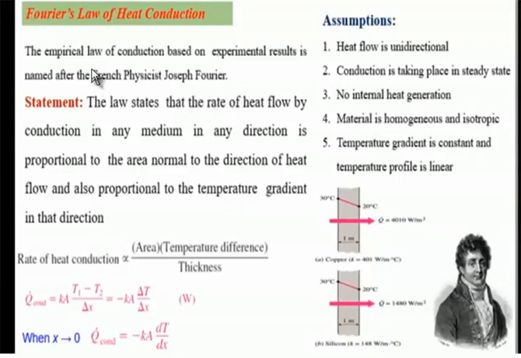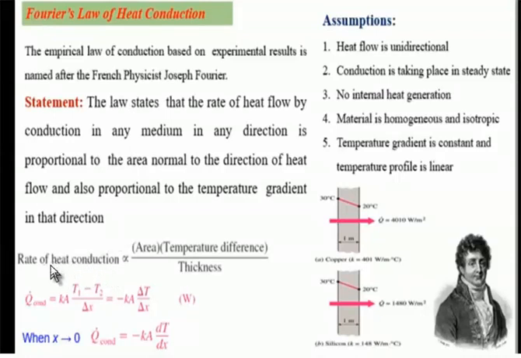What is the statement of Fourier's law of heat conduction? The law states that the rate of heat flow by conduction in any medium in any direction is proportional to the area normal to the direction of heat flow, and also proportional to the temperature gradient in that direction. So, rate of heat conduction.